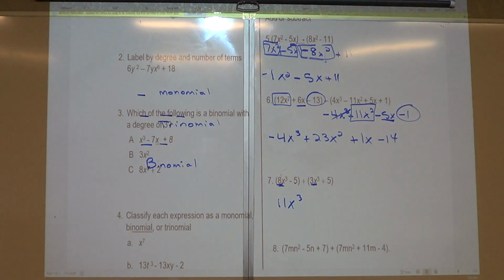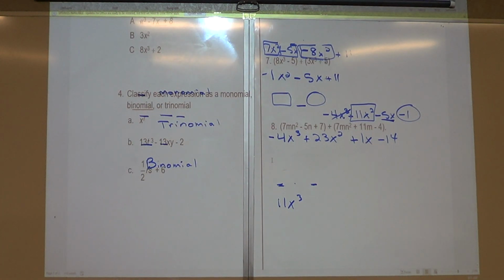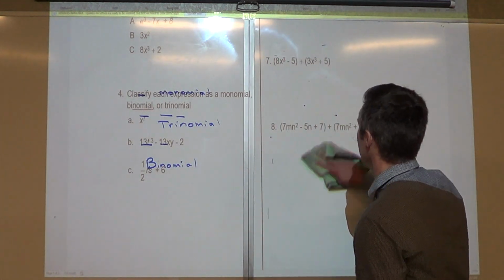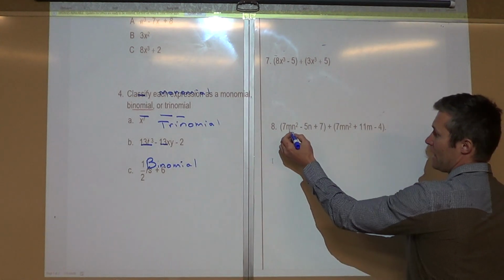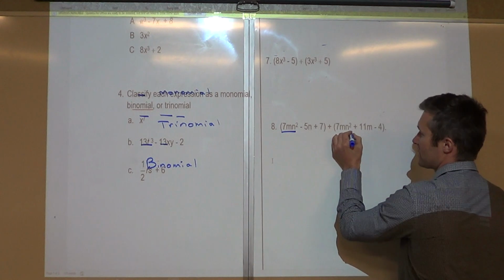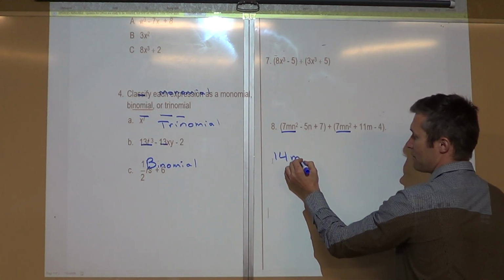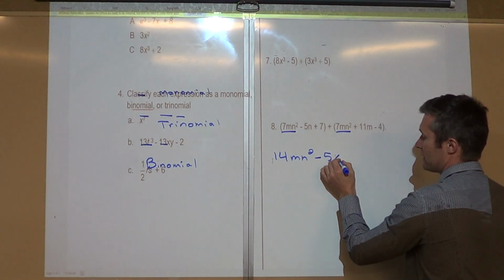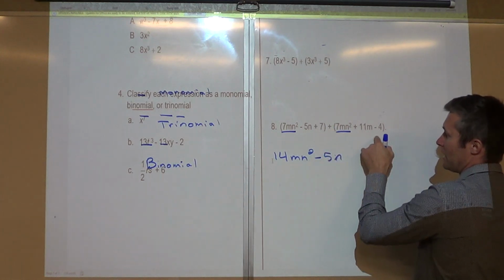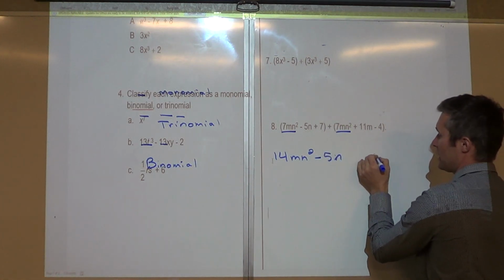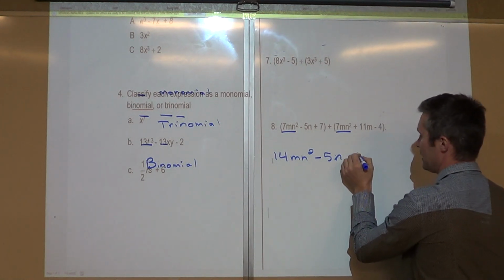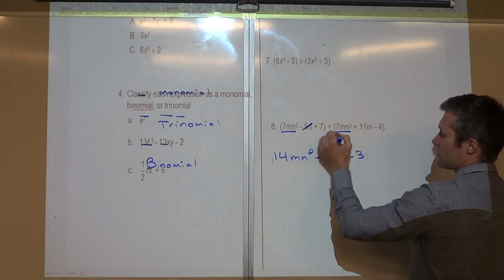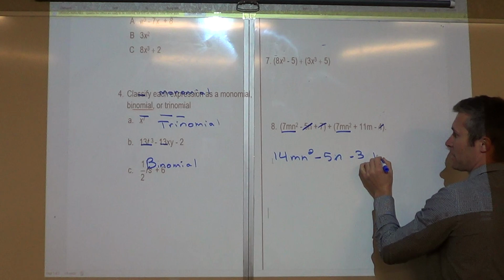The last one, I should say, is 7mn squared. So 7 plus 7 is 14mn squared. 5n, is there any other n term? Nope, so I just write 5n. 7 plus negative 4 is negative 3. So I'll just do it this way, minus 3, and then I have this. I use this one and this one, and then I have plus 11.